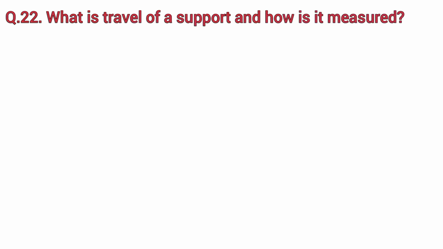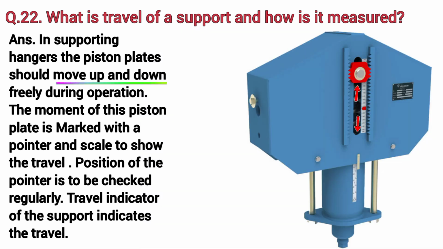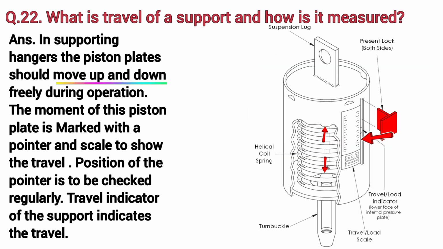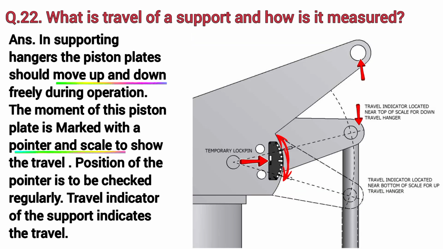What is travel of a support and how is it measured? In supporting hangers, the piston plates should move up and down freely during operation. The movement of this piston plate is marked with a pointer and scale to show the travel. Position of the pointer is to be checked regularly. Travel indicator of the support indicates the travel.